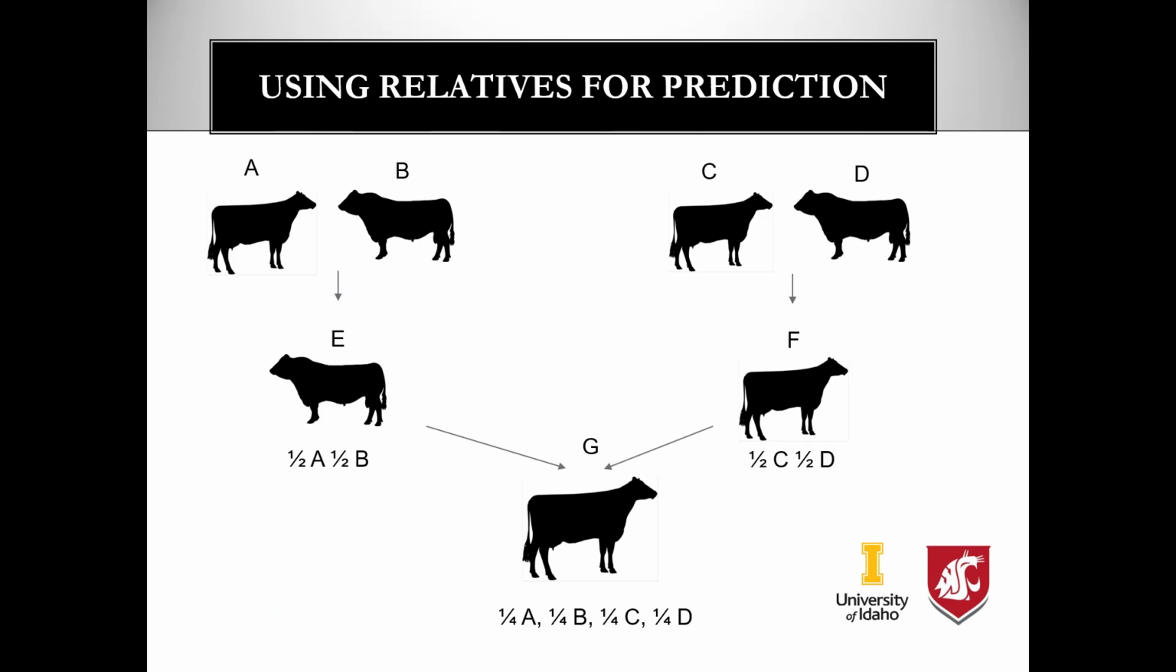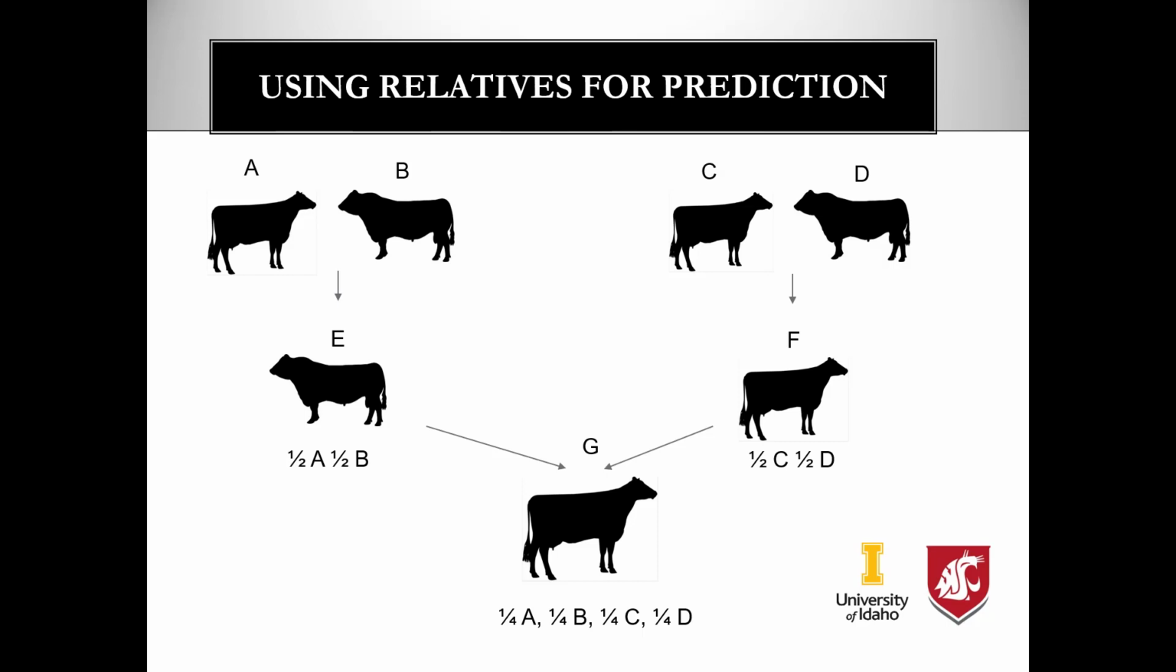Here's another way of looking at it. When we look at relatives for predictions, we're going to have two sets of grandparents here. So here we have a cow and a bull, A and B, and here we have another cow, C, and a bull, D. As we just explained, we would expect that half of the information from A is transmitted to this bull, and half of the information from B is transmitted to this bull. Similarly, half of the dam's information is transferred to this cow, and half of the sire's information is transferred as well.